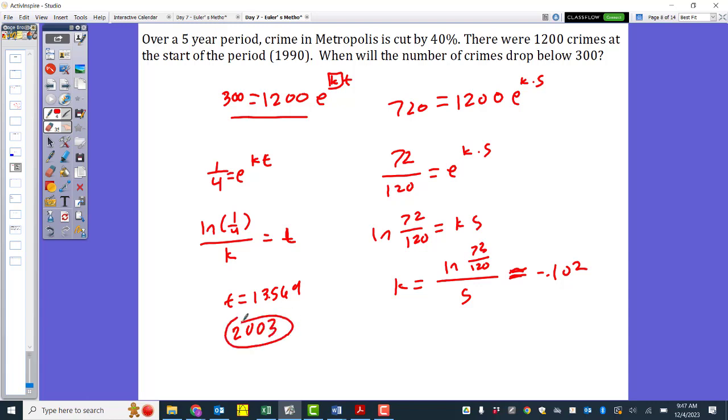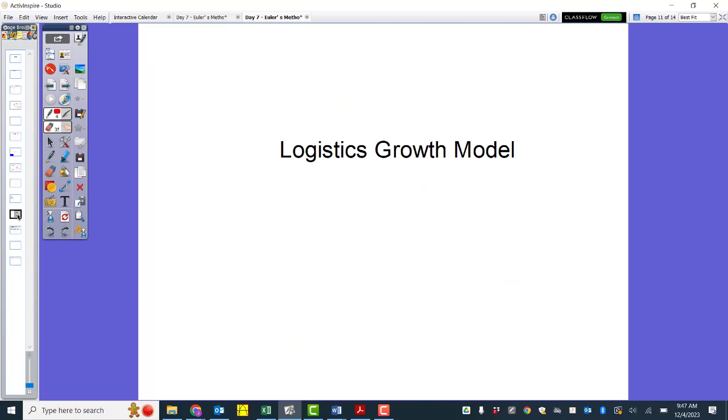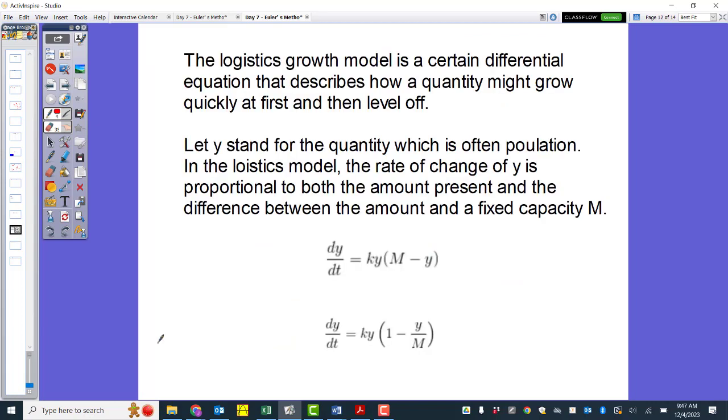So you see a bunch of different problems that use this idea, so I'll let you try those. Last is logistic growth. Now, logistic growth is a model in which it grows really fast and then flattens out at the end. These are two formulas that both model logistic growth. Both are completely accurate and completely okay to use. K in this case is our constant of proportionality. Y is the amount, and M is our max.